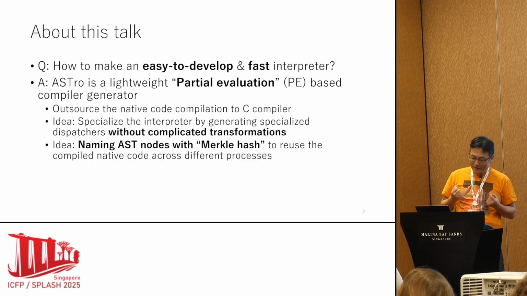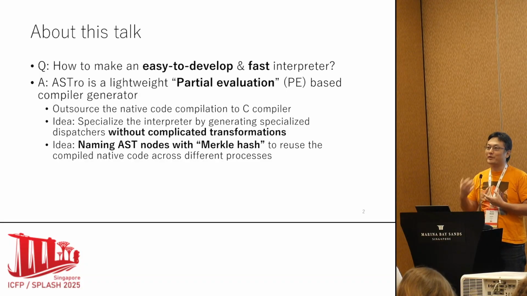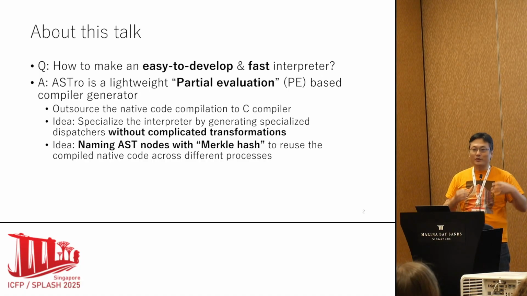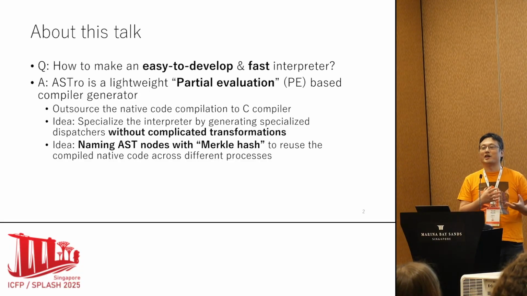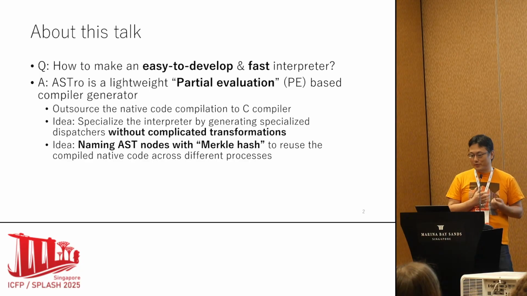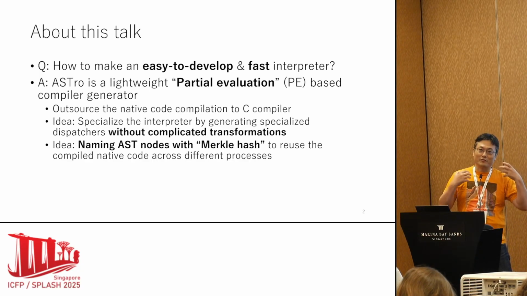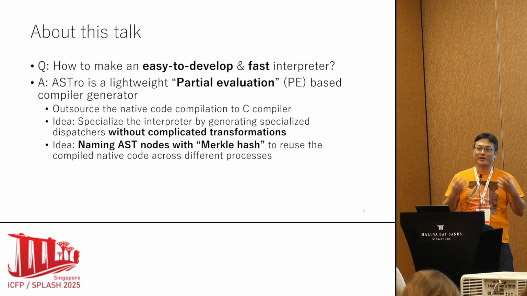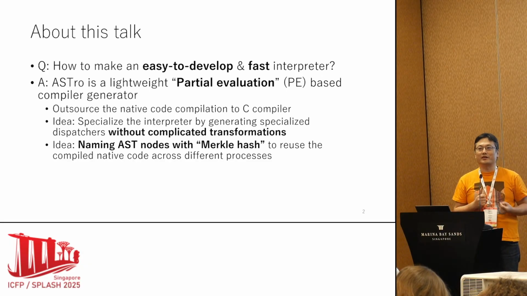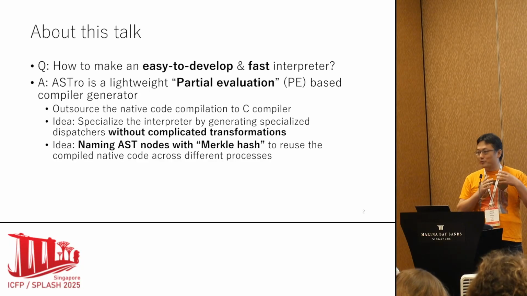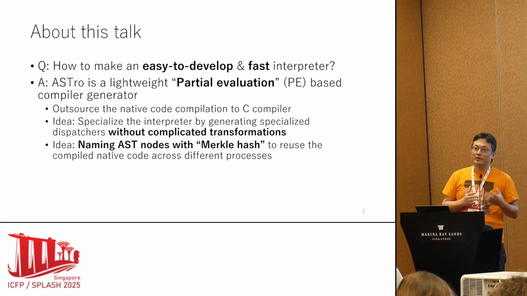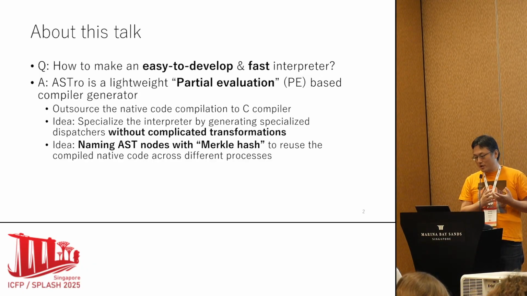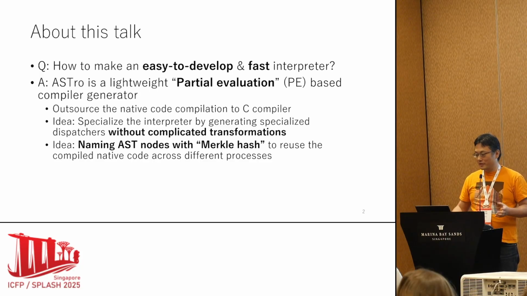Our solution is partial evaluation with a very easy method. We outsource any native code compilation to the C compiler, and we invented how to make a partial evaluator with only very straightforward, not complicated, transformation. Another idea is naming the AST node with the Merkle tree to reuse the compiled code across different processes.